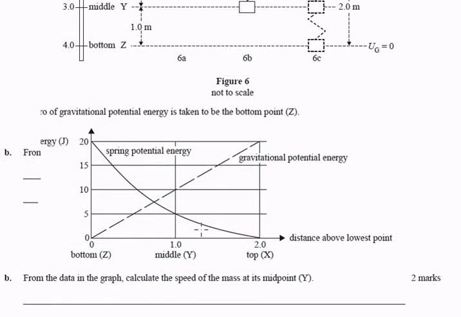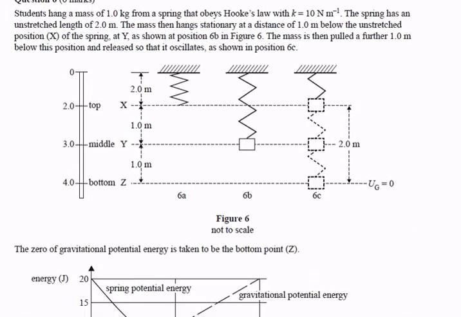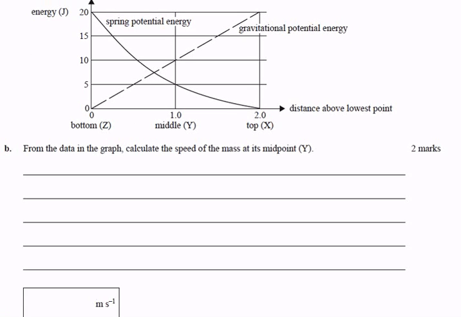6B. Right, same question again, same graph. From the data, calculate the speed of the mass at its midpoint y. Its speed here. So we know from the last one that the total energy in the system won't change, and it's always going to be 20 joules, what we calculated. You can't just grab energy from somewhere else or make its own energy. The energy is converted between spring potential, gravitational potential, and kinetic.